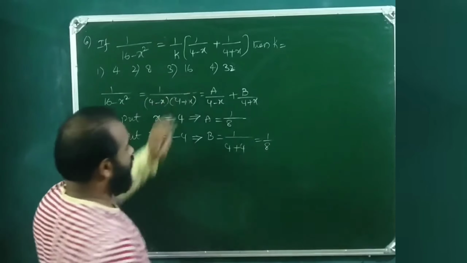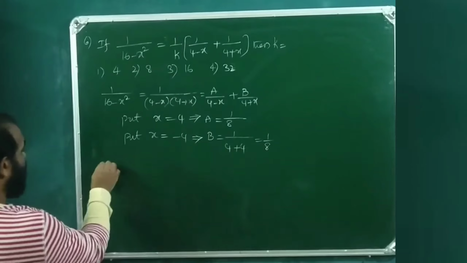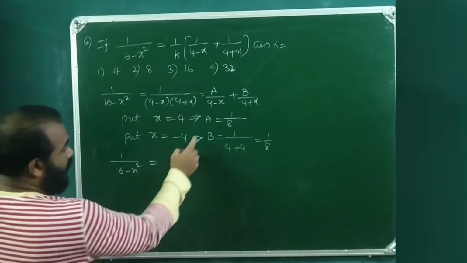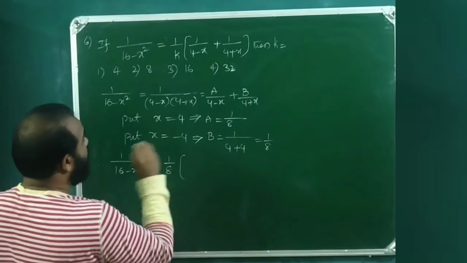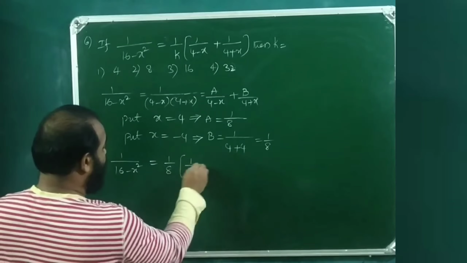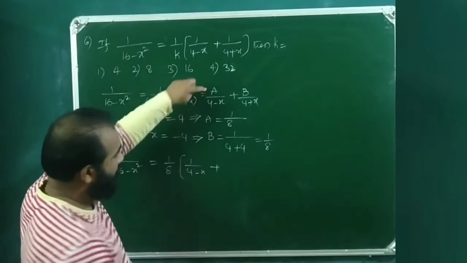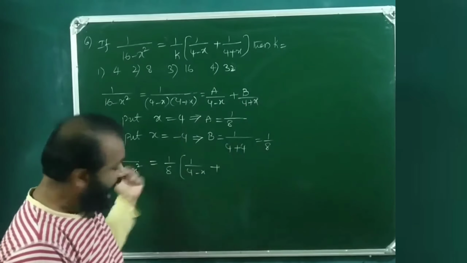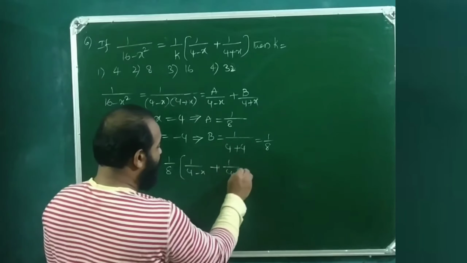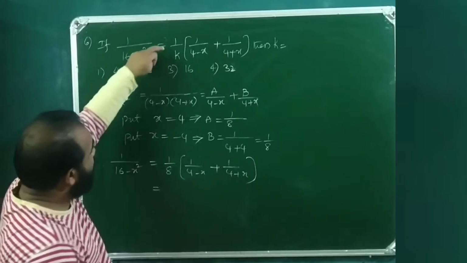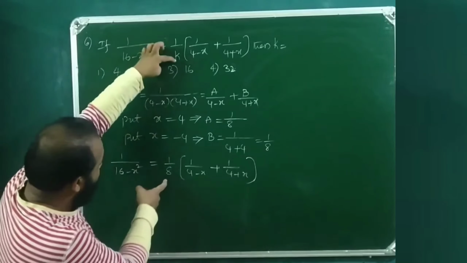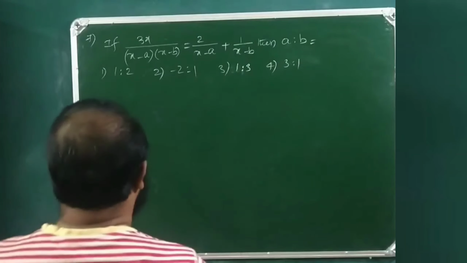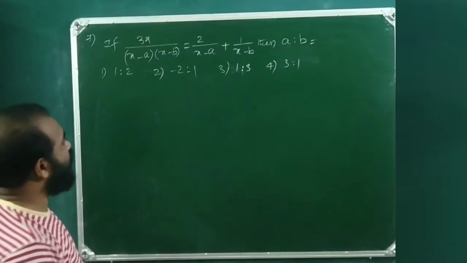So 1 by 8. So therefore 1 by 16 minus x square is equals to, in both of them 1 by 8 is common. So then we'll get 1 by 4 minus x. This is 1 by 8 into 4 minus x. This is 1 by 8 into 4 plus x. Take 1 by 8 in common. Then this is what we'll get. So this and this if you compare, then in the place of k, you'll find 8 here. Therefore, option number 2.